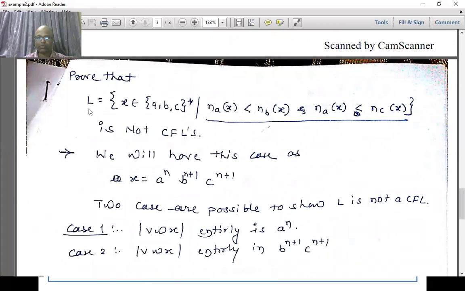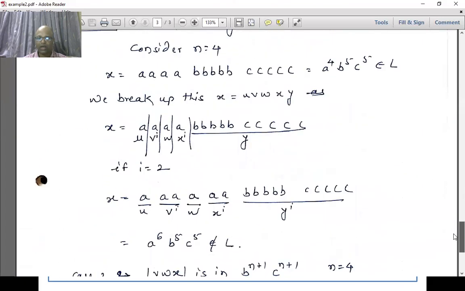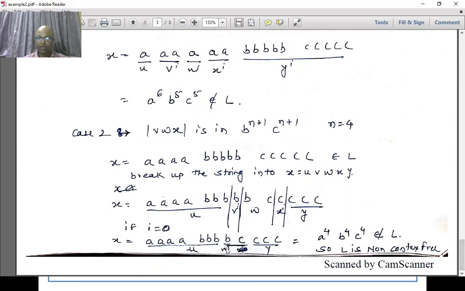Which is not the case that it should follow. What pattern should be followed? Total number of A's should be less than B's and C's. But all these three are the same after this case number 2 when we apply pump down. So surely by those two cases we are proving that this language is not satisfying the pumping lemma for context-free languages. So hence it is proved that the given L is a non-context-free language.